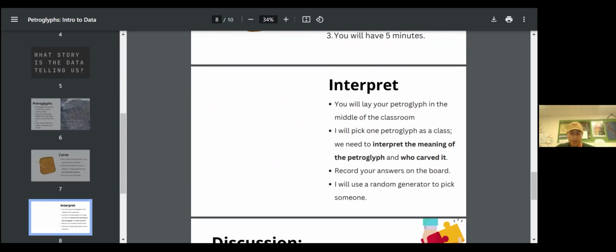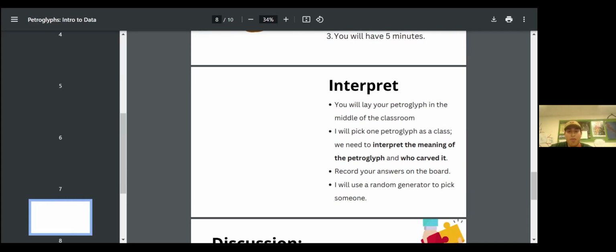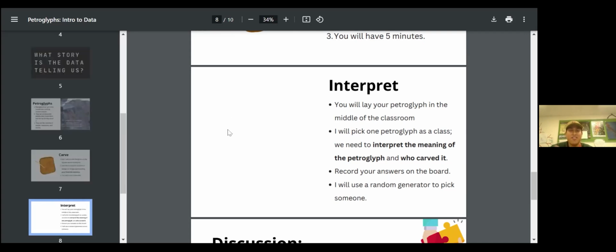So they put all the tablets on the ground, and then I would pick one petroglyph. And as a class, we had to interpret the meaning of the petroglyph. So I would ask them, like, what does it look like? What's the image? What do you think the person that carved it is trying to convey?